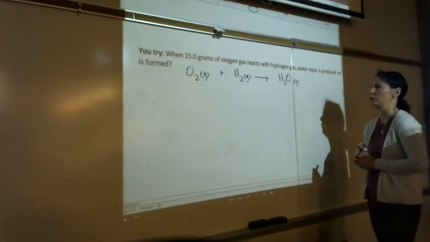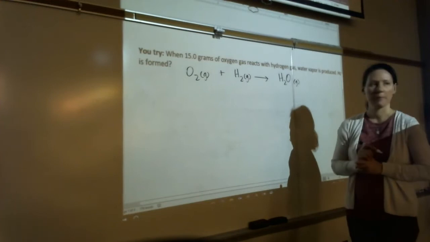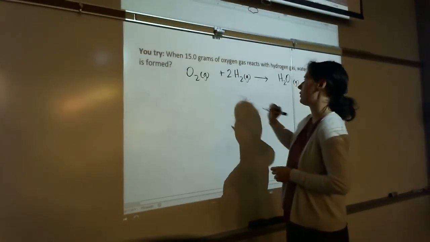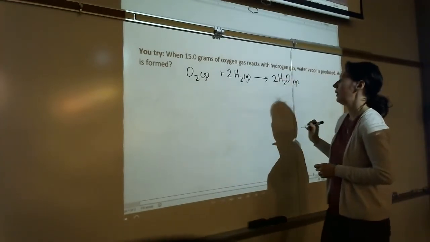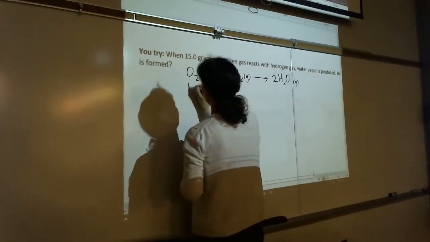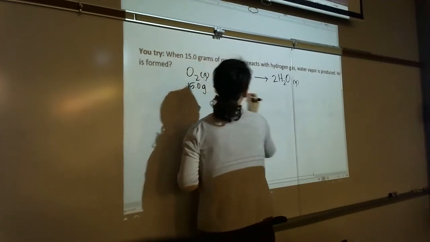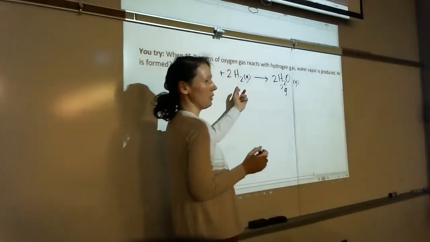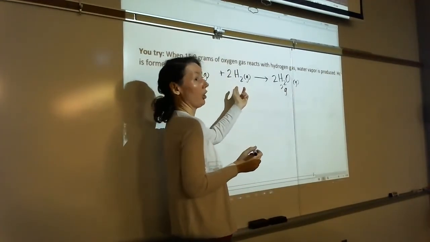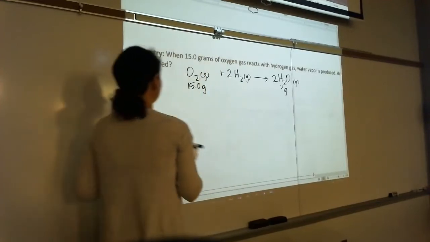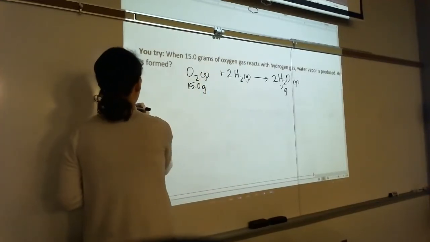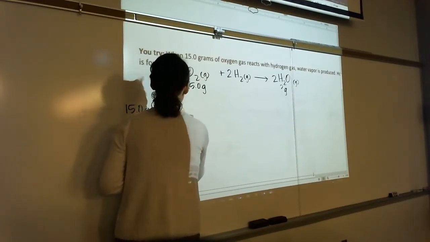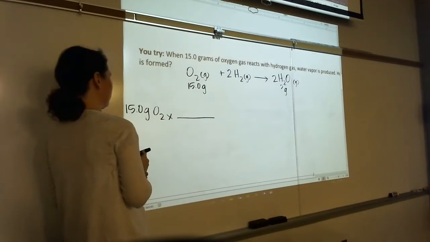We need a coefficient of 2 in 2 places. Where? In front of H2. And where else? In front of H2O, right? All right, we're told it's 15 grams. And we want to know how much water vapor we're going to get. So again, we're assuming we've got an unlimited supply here, or a very, very large quantity. So let's go through our steps. We've got 15.0 grams of O2. Let's set up our conversion factor.